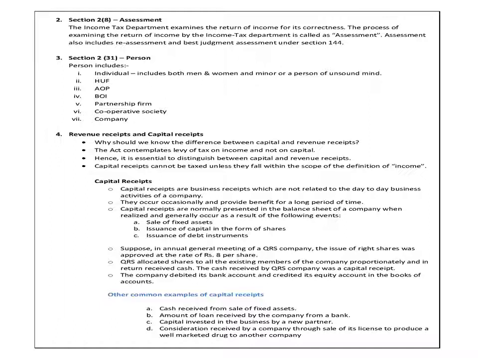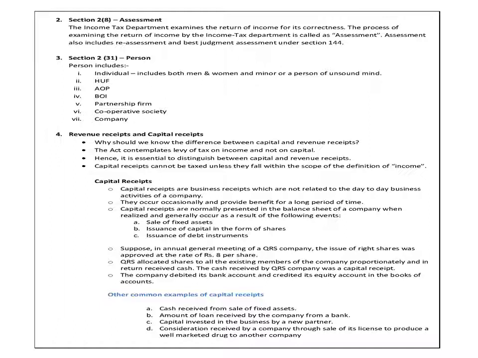Okay, examining the return. After all the individuals file their return of income, this return of income will be examined by the income tax department. That process is called assessment. They will verify and check whether we have made any mistakes. If we have made any mistakes, then they will issue a notice, and we will have to pay penalty or interest for that.